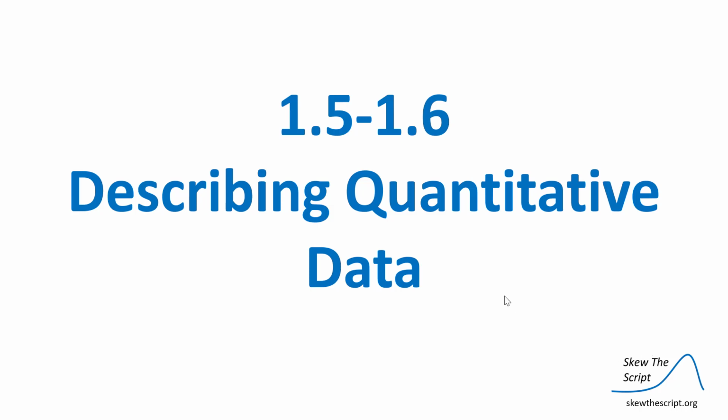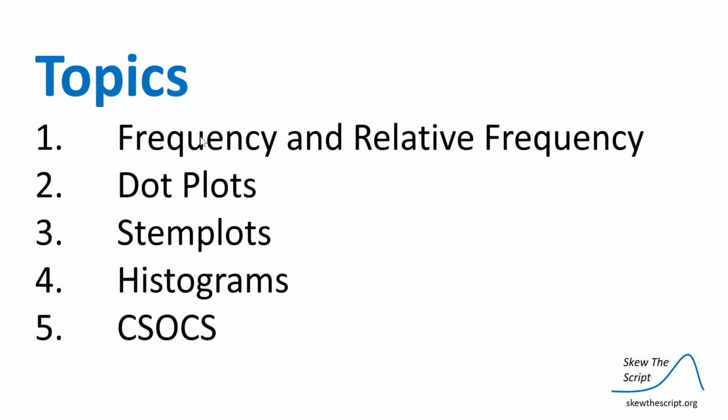All right, guys, so today this would be the College Board 1.5 and 1.6 standards, and we're going to be continuing to describe quantitative data. Some of the topics we're going to cover are very similar to what we did yesterday in class, and those are frequency and relative frequency, dot plots, stem plots, histograms, and then a system that we call CSOCS. We'll talk about that more in class, but that's basically how to describe data in an AP style way.